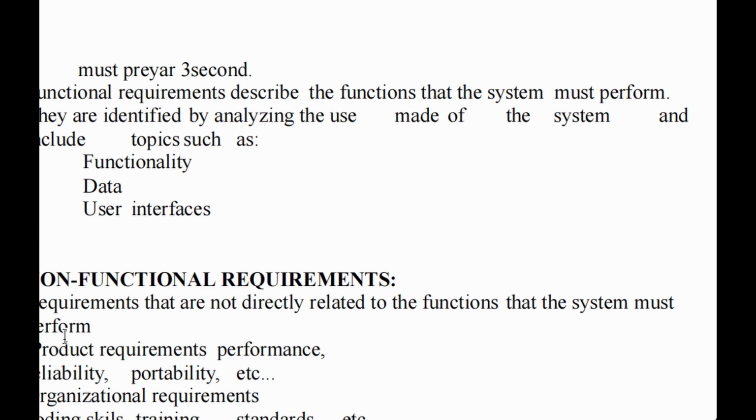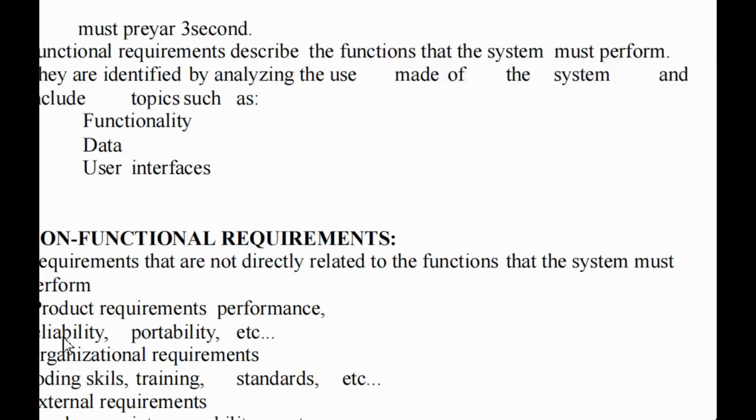A must prior functional requirement describes the function that the system must perform. They are identified by analyzing the use made of the system and include topics such as functionality, data, user interface, and so on.